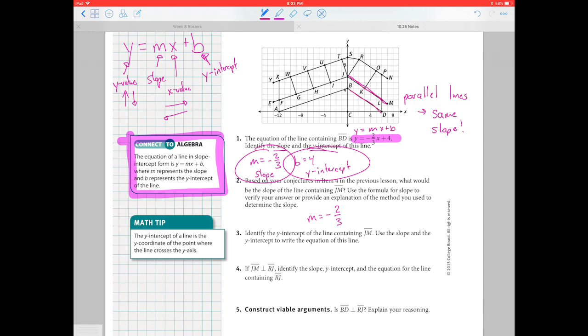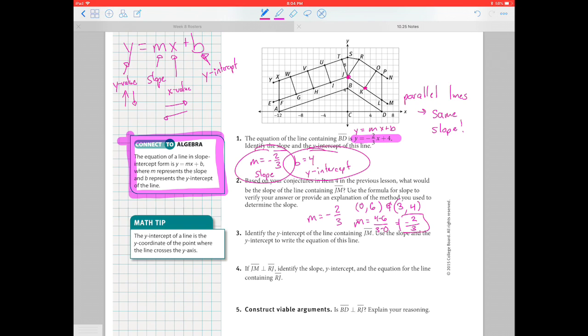Use the formula for slope to verify your answer. So we need to pick some points off of this and actually figure it out. So if we look at B, which is easy because it's on the y-axis, and K, which is easy because it's on the coordinate points, we get (0, 6) and (3, 4). So we can find our slope, which is y2 minus y1, so 4 minus 6, over x2 minus x1, so 3 minus 0. So we get negative 2 over 3, which is exactly what we said we want it to be.